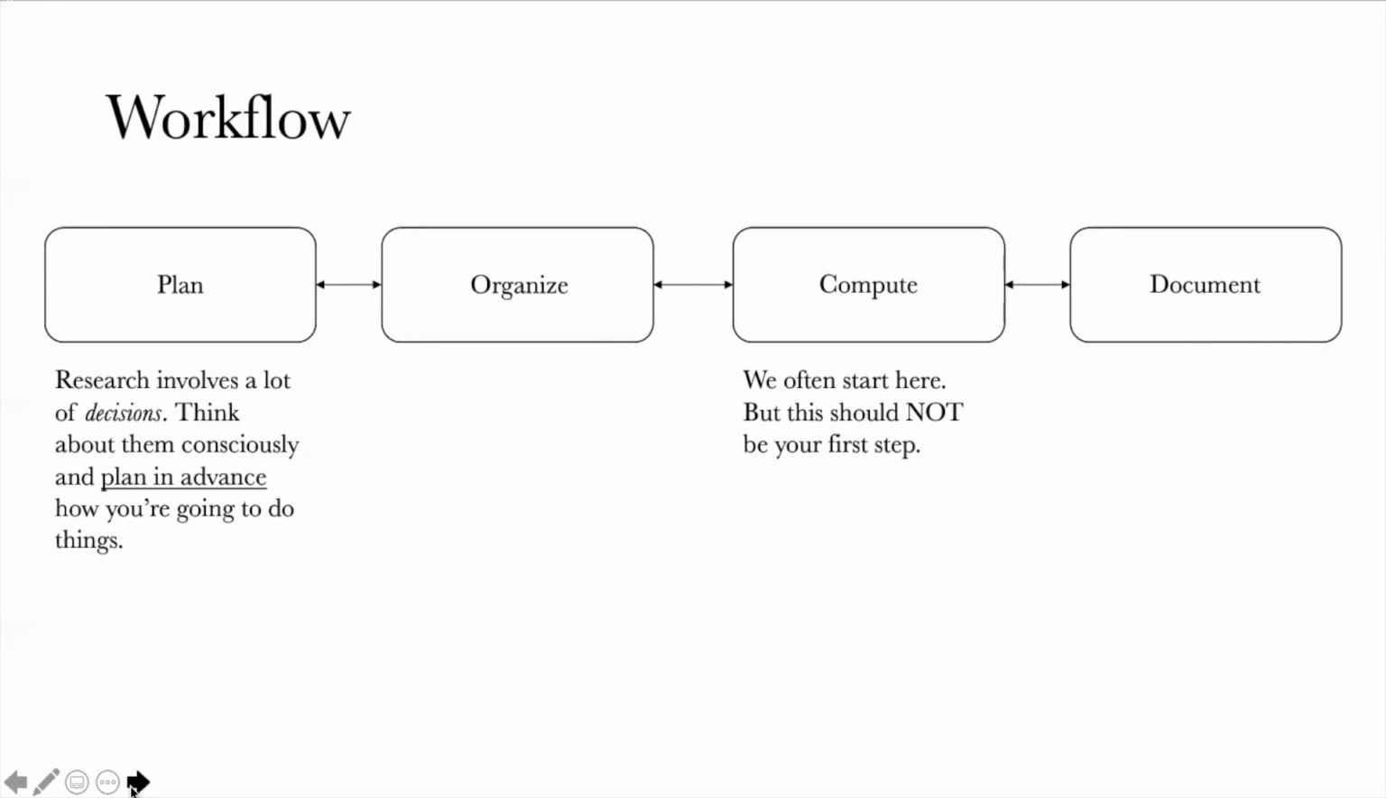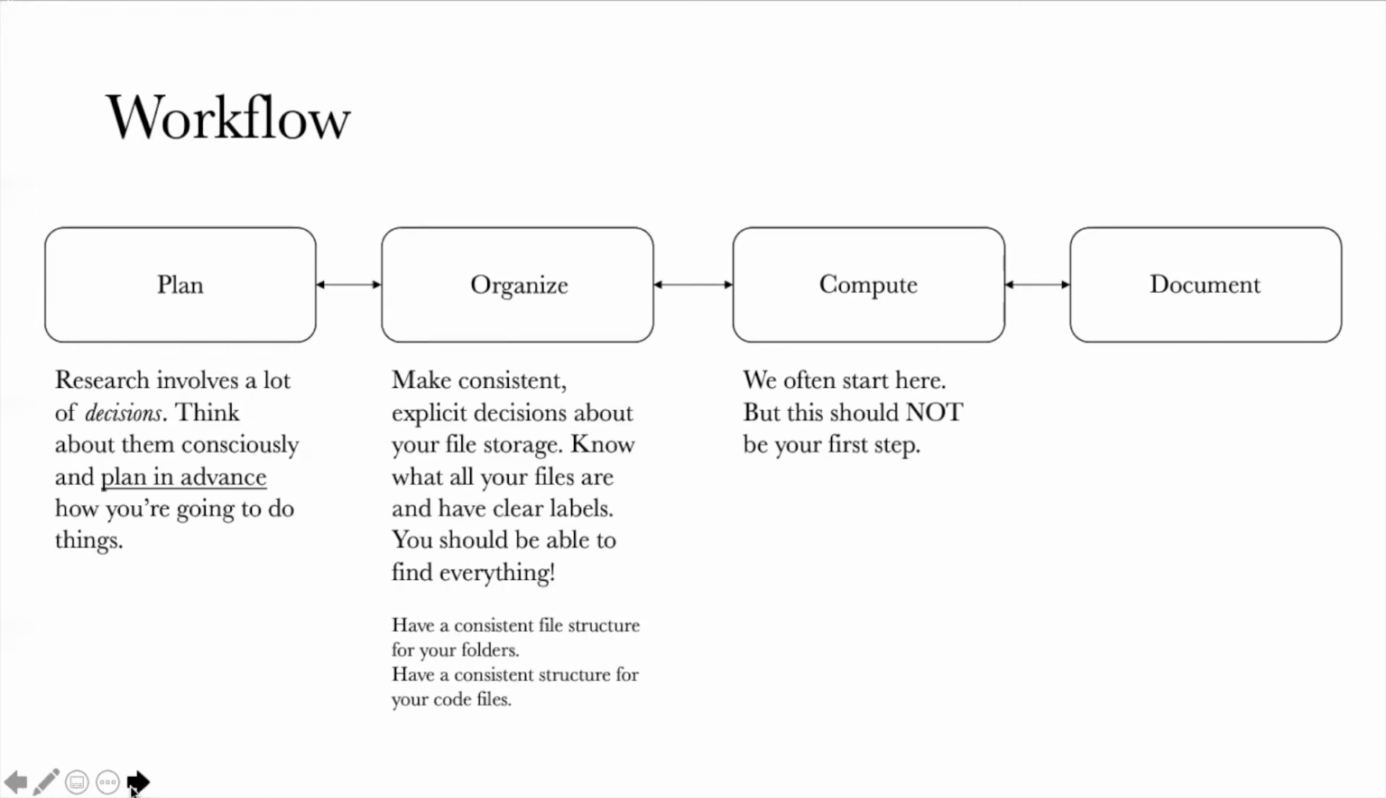Along with planning, you should make sure you're keeping organized. You want to make really consistent and explicit decisions about your file storage. You should know where the files are on your computer, what they are. You should label them clearly. You should be able to find every file or document that relates to your project. Right, so this involves having a consistent file structure for your folders, having a consistent structure for your code files, essentially staying organized so that you can keep track of everything that you're doing. And both of these steps, planning and organizing, happen before you even begin computing or even begin analyzing the data.